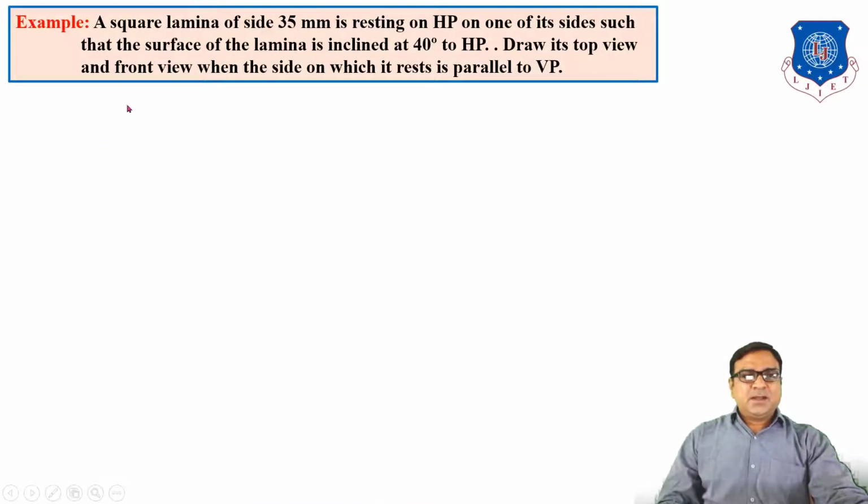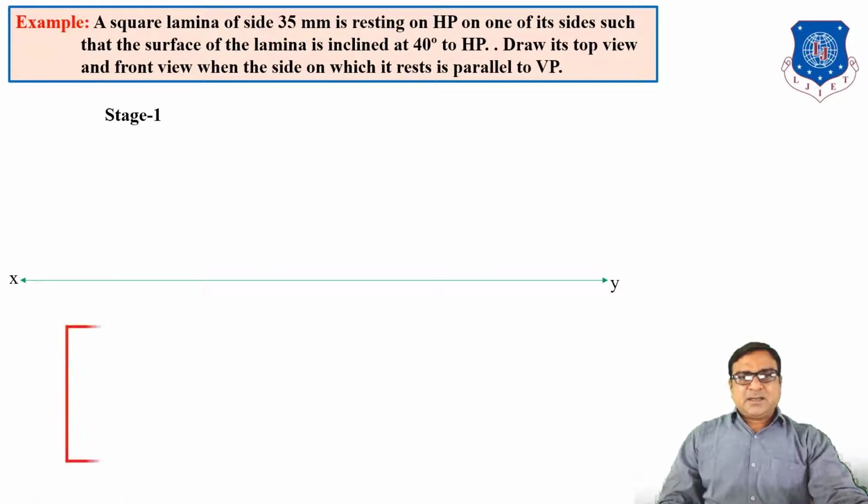Next problem. A square lamina of side 35 mm is resting on HP on one of its sides such that the surface of the lamina is inclined at 40 degree to HP. Draw its top view and front view when the side on which it rests is parallel to VP. So draw the XY line first. Now our first stage is a square lamina of 35 mm side exactly on the horizontal plane in such a way that two sides of the square are perpendicular to VP.